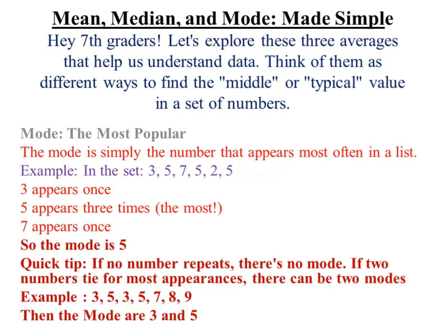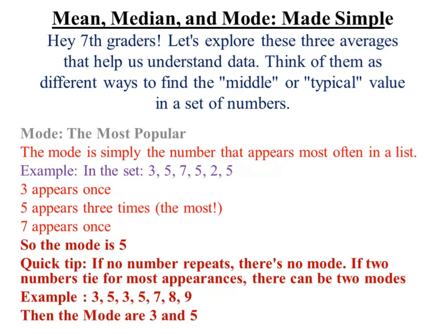In the example, the number set is given as 3, 5, 7, 5, 2, 5. When we look carefully at the number set, the number 3 appears once, number 2 appears only once, number 7 appears once, but number 5 appears 3 times. It means number 5 is the most appeared number of this number set. Therefore, number 5 is the mode.